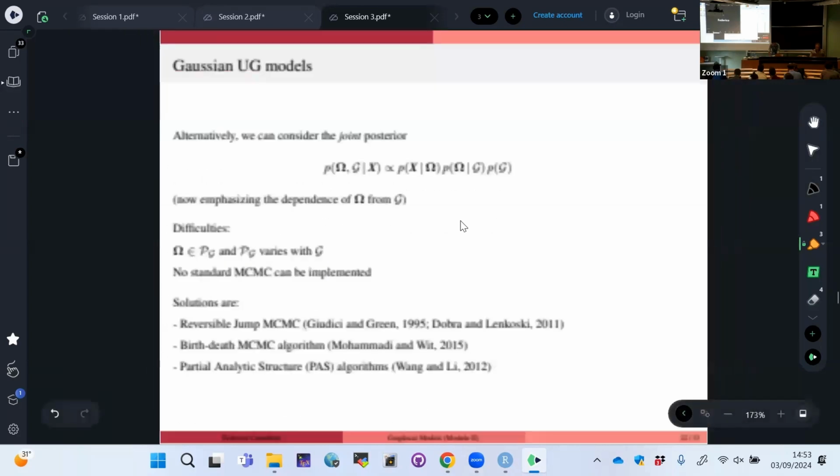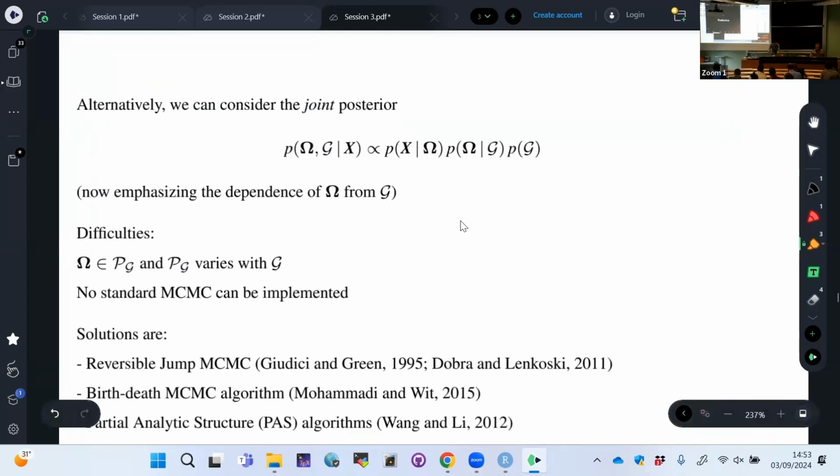Okay, so this is possible, okay? In which case, what we would like to approximate is a joint posterior over the space of omega and G, okay? Which can be written as the product of three terms in this case. The first one is the likelihood function, so not an integrated likelihood anymore. The second one is the prior on omega given the graph, and the last one is the prior on the graph itself.